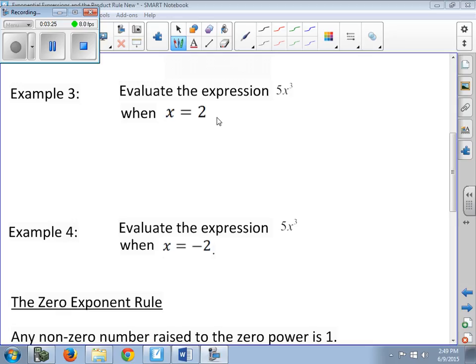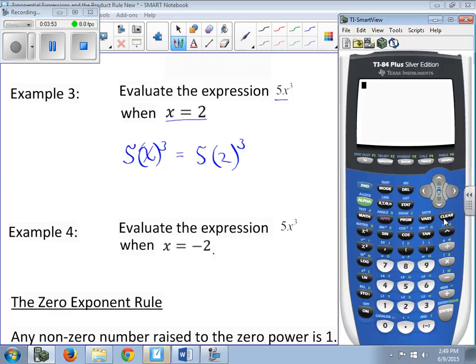Okay, continuing. Evaluate the expression 5x to the 3rd when x is equal to 2. So we'll start off by wrapping our variable in parentheses first before we substitute the 2. So we will change that to 5 times 2 raised to the 3rd. Now, using the calculator, we'll have 5 times (2) raised to the 3rd, and that gives us 40.